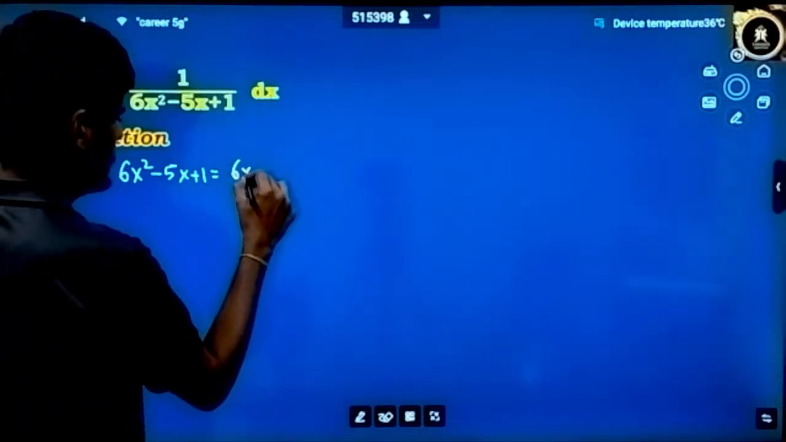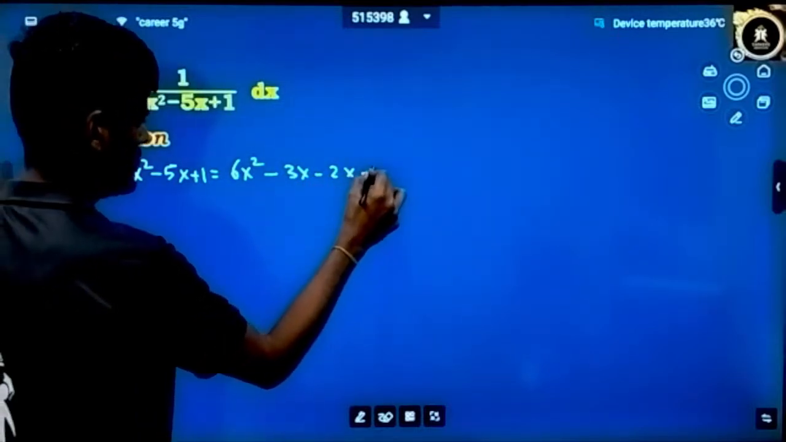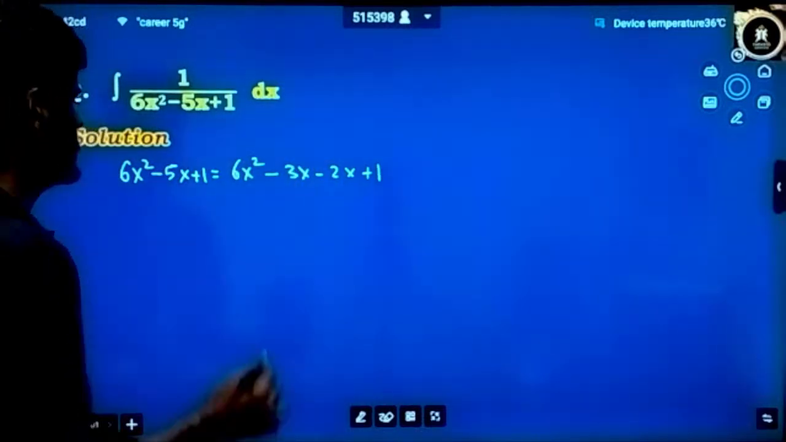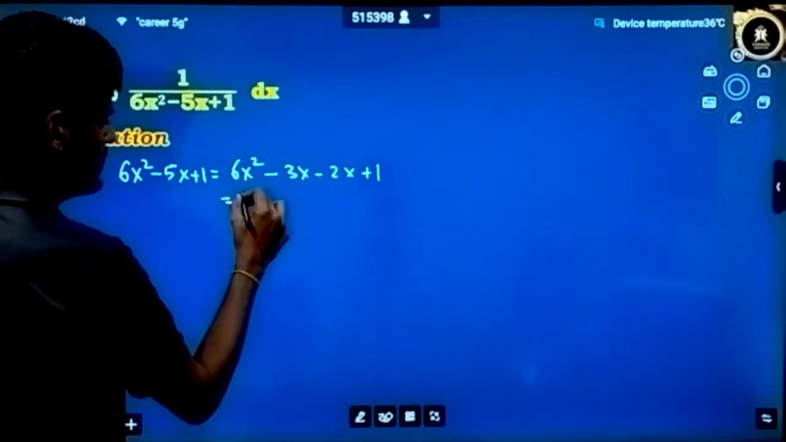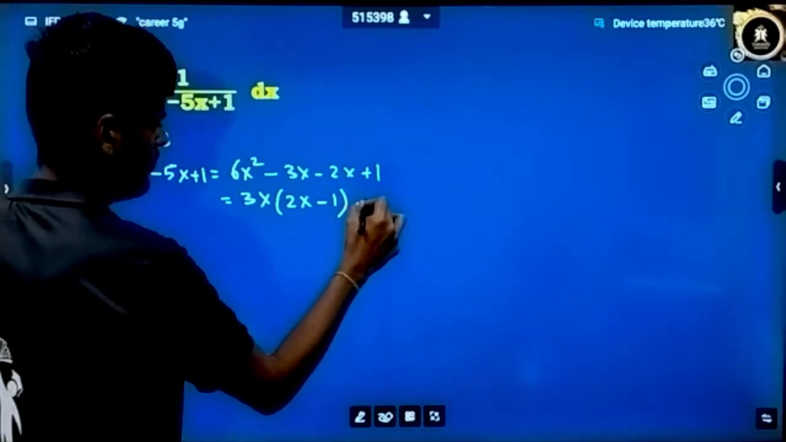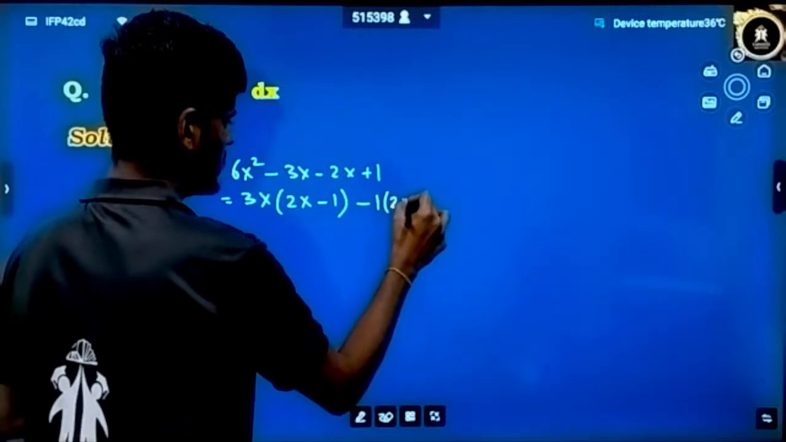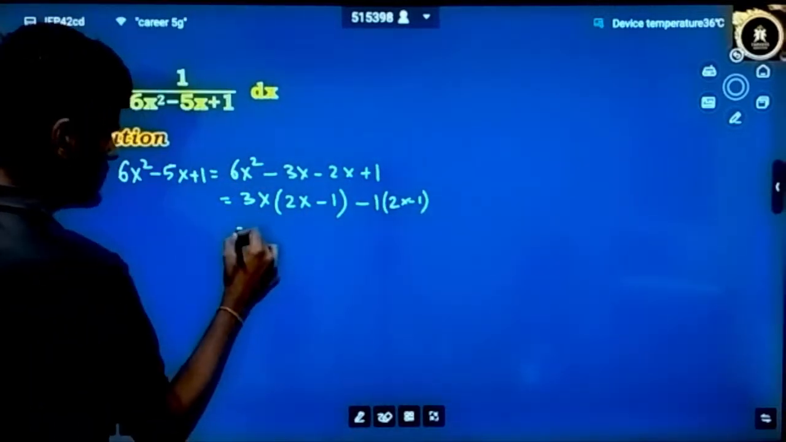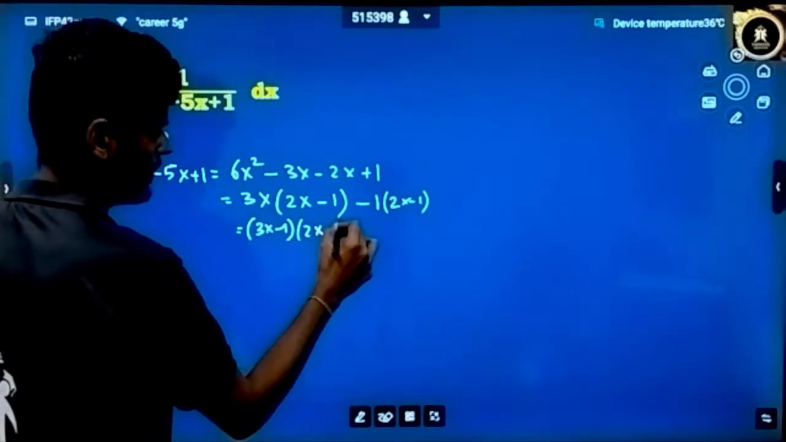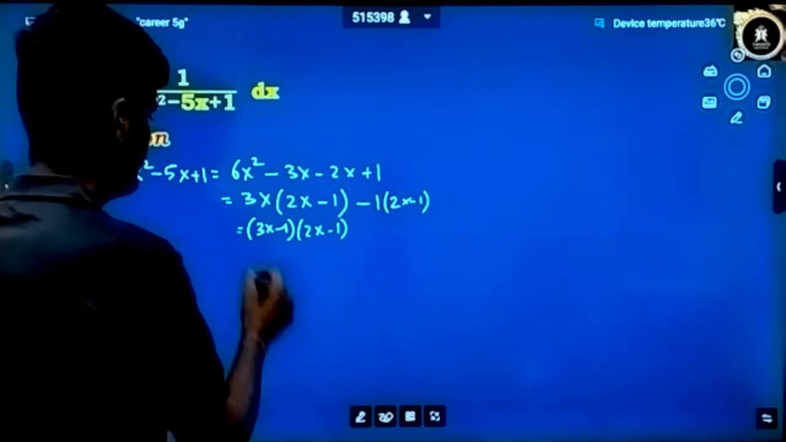That means we can factorize this by splitting the middle term as 3x minus 2x plus 1, where the sum is minus 5 and the product is minus 3 into minus 2, which is 6. So this can be further written as 3x common into 2x minus 1, minus of 1 into 2x minus 1. So what are the factors? 3x minus 1 into 2x minus 1. These are the two factors.